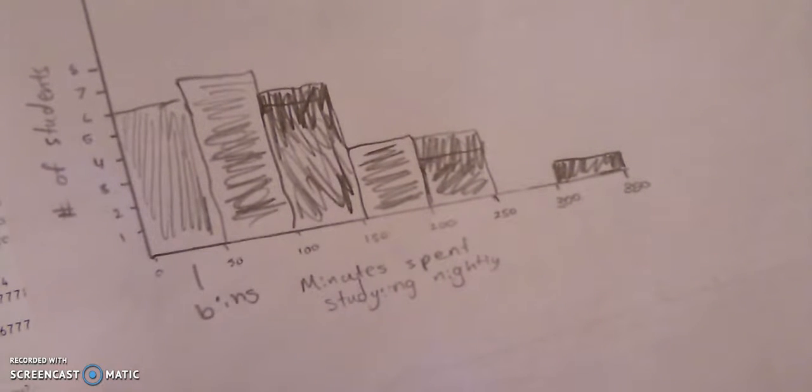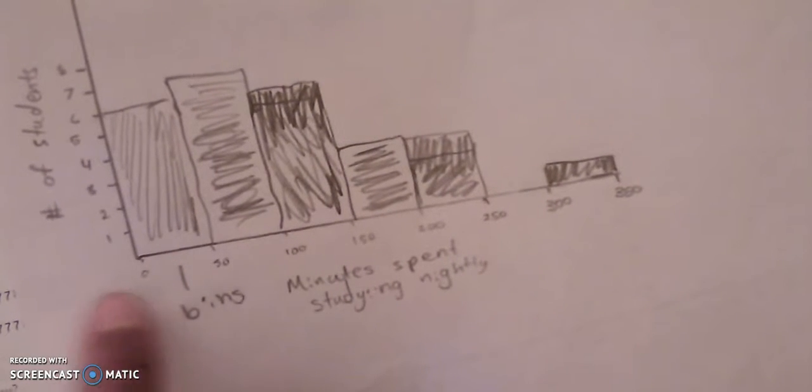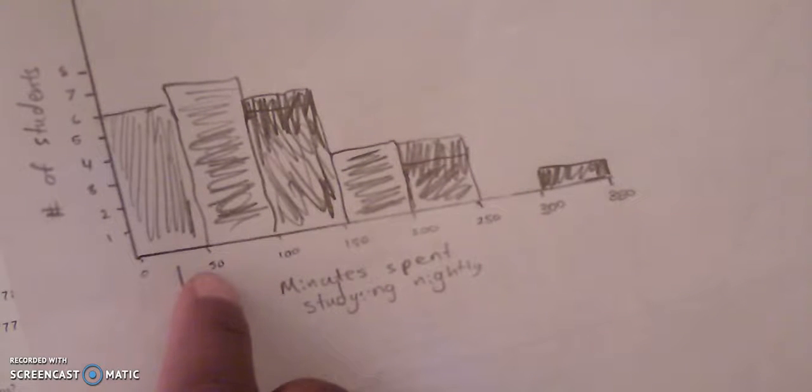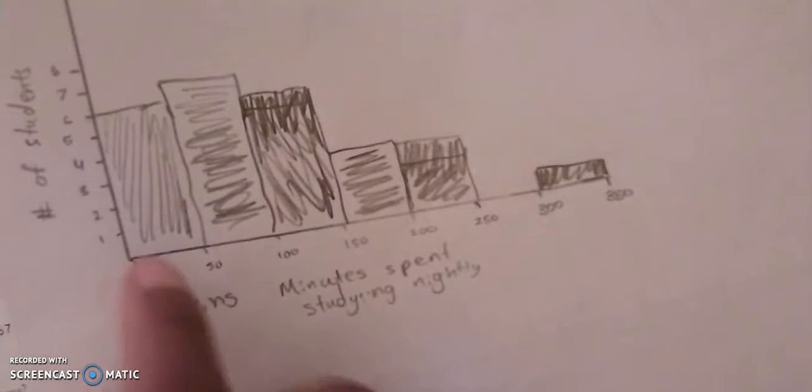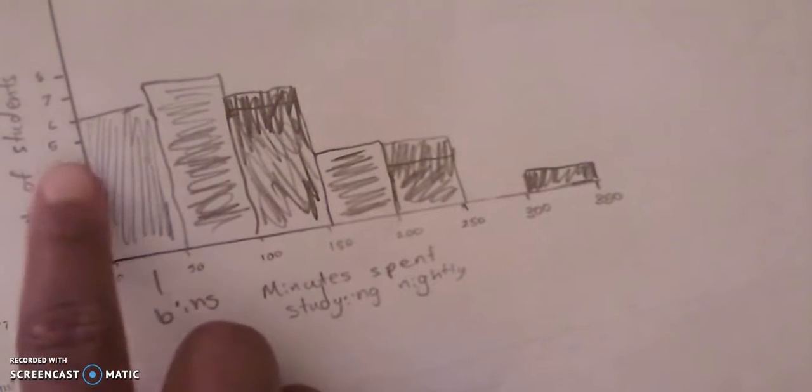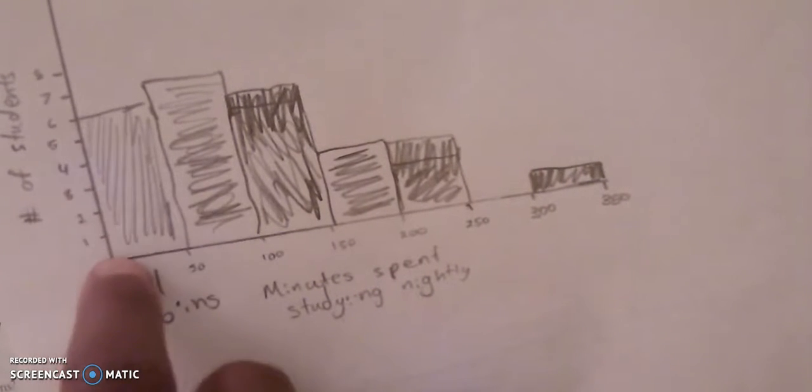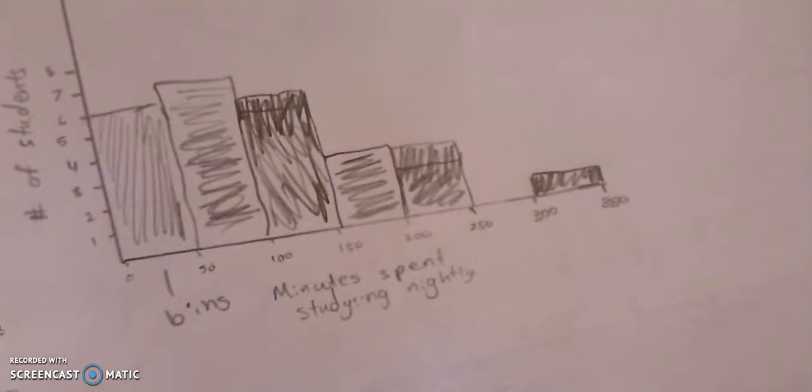So how many students exactly spent somewhere between 0 and 50 minutes studying each night? Now, I can't see exactly what these 6 students, how much time they spent studying, but it can still give me an overall pattern of what's going on. We're going to return to this histogram in a moment.